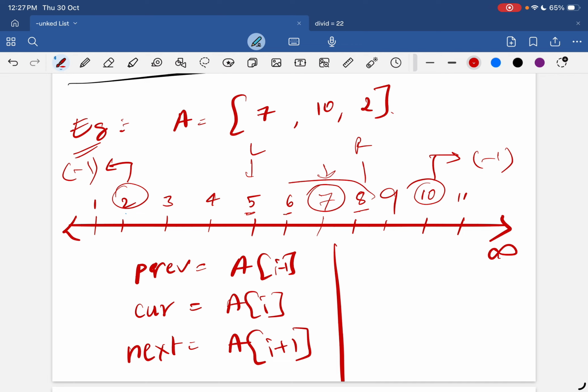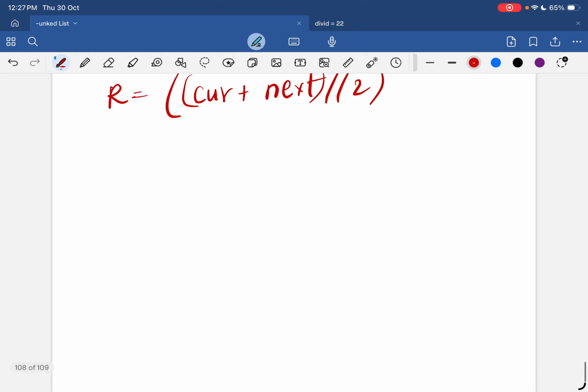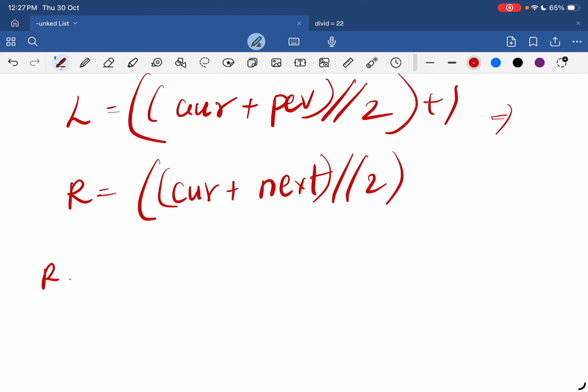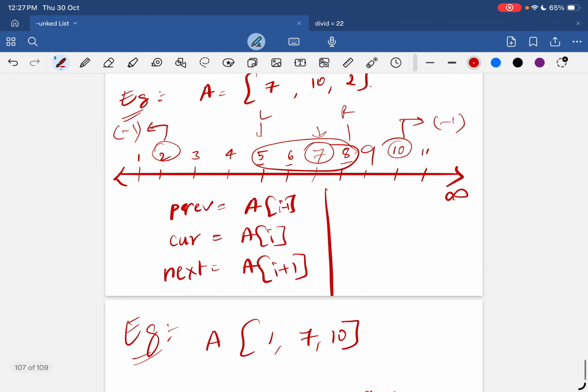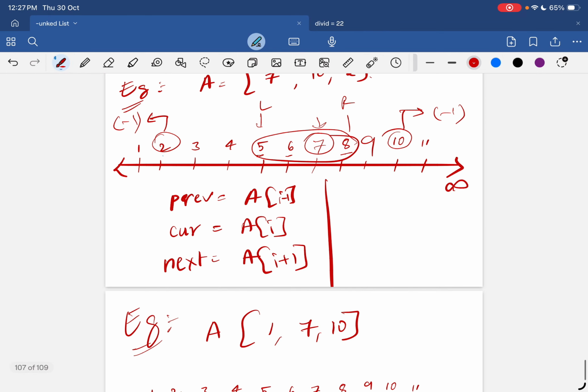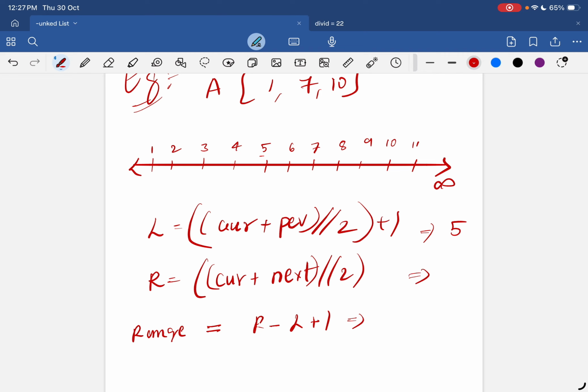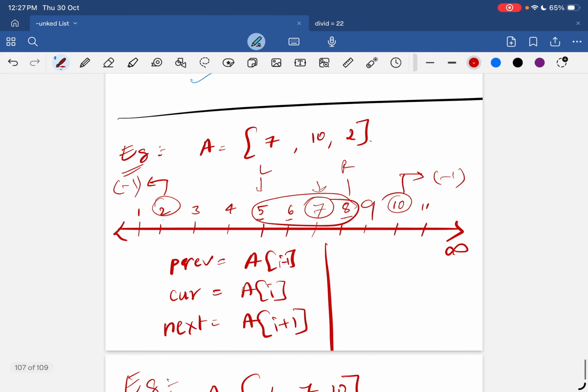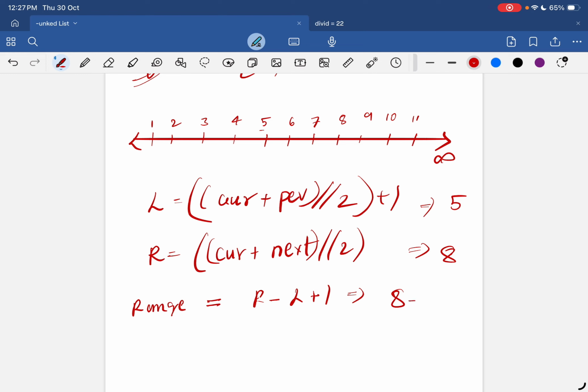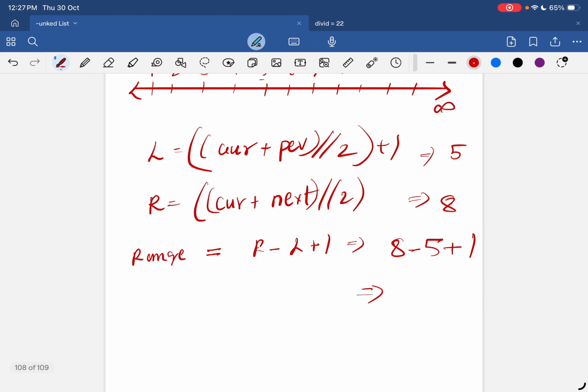So to count the number of elements in between them, we can write the range as R minus L plus 1. This will result in L is 5 and R is 8. Yes. So 8 minus 5 plus 1. This will give us 4. That is the current answer that we need, right?